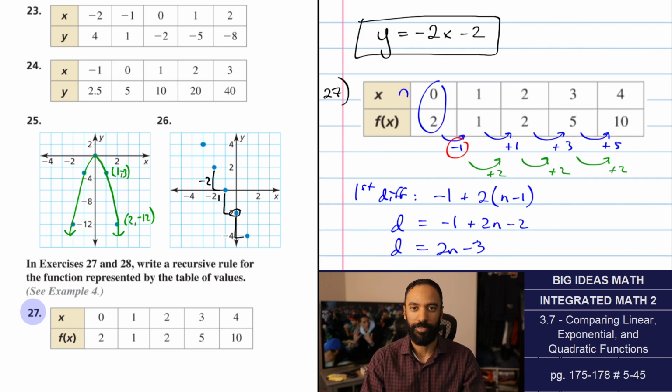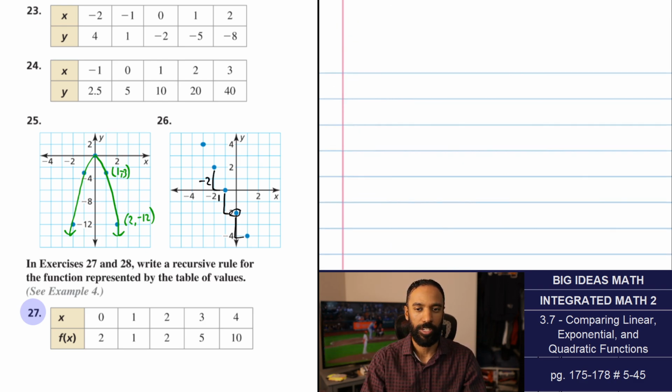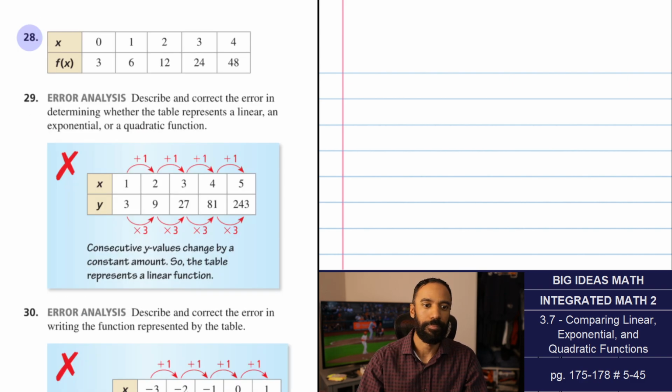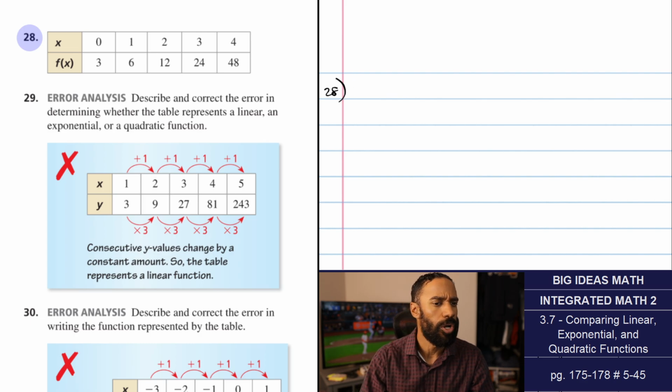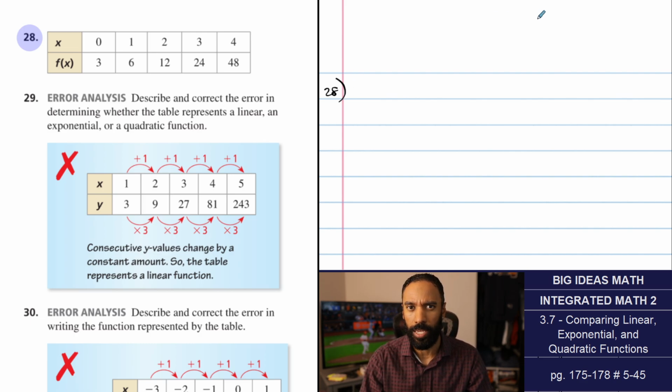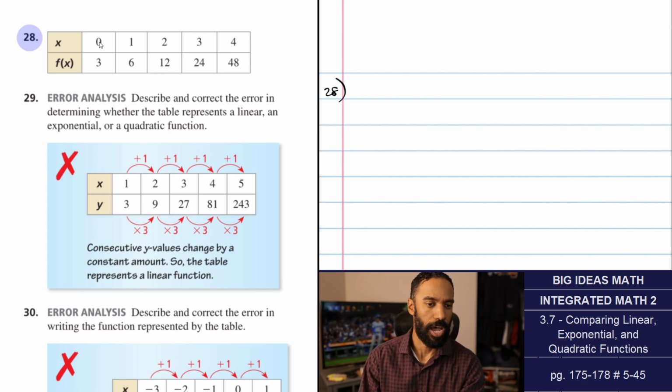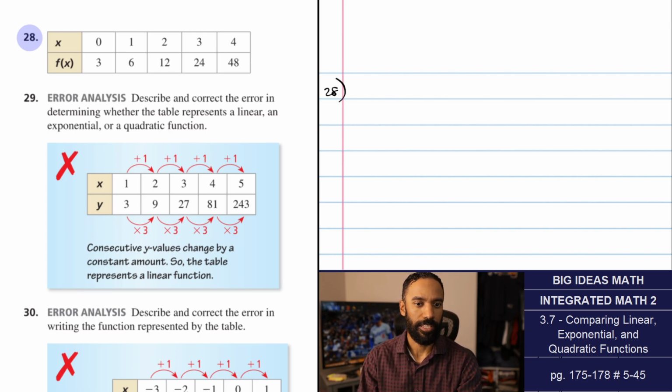So that's number 27. Let's move to number 28. Next page. Number 28. Not quadratic this time, so it's not going to be a trickier one. What are they asking us to do? Come up with a recursive rule. So for this one, let's copy paste that. This one's a lot simpler.